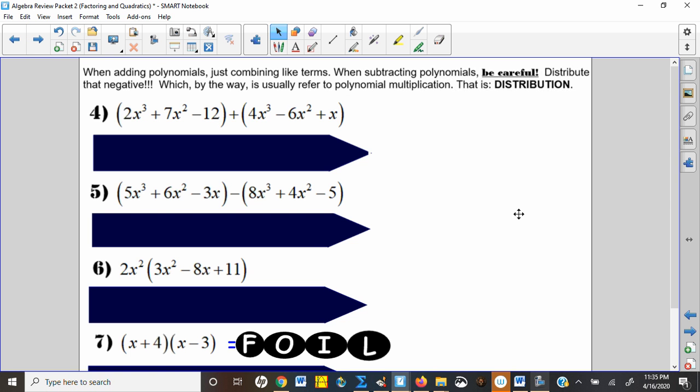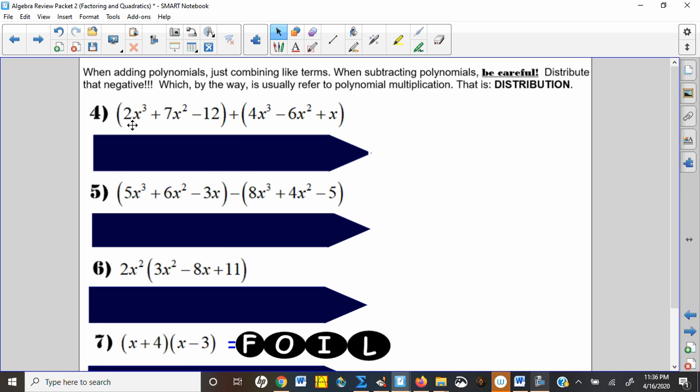This is just some simple addition and subtraction of polynomials, a little bit of multiplication, which we typically call distribution. When you add two polynomials, a lot of times you don't even see the parentheses because addition is just do it from the left to the right. You don't really have to distribute a plus sign.